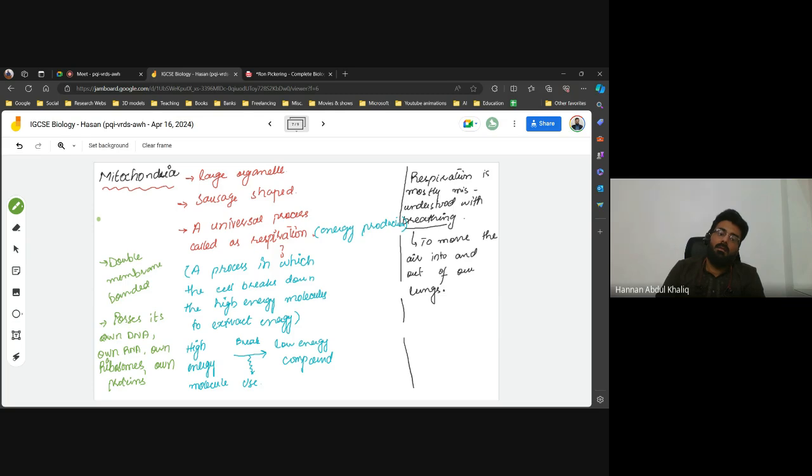Self-replicating. If the mitochondria is required more than its capacity, it can divide by itself. It can multiply by itself. So you can simply say that it is one of the most fascinating organelles.